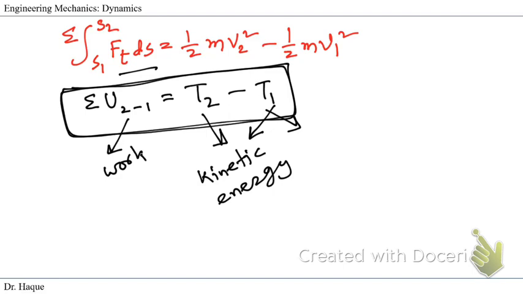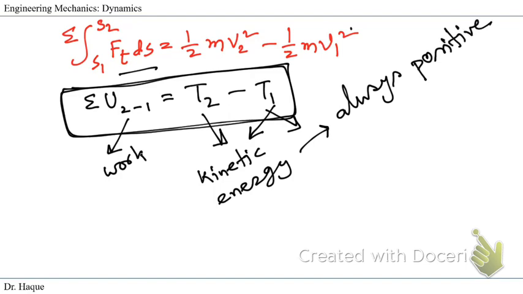One thing to notice: in our previous lecture we saw that the work can be negative or positive depending on the direction of the force and the direction of the movement of the particle. But kinetic energy is always squared velocity, no matter which direction, and the mass is positive, so kinetic energy is always positive. That's one thing to remember.